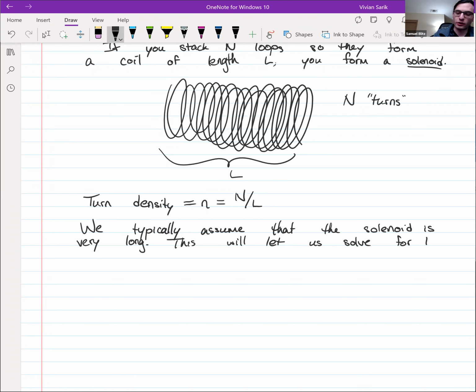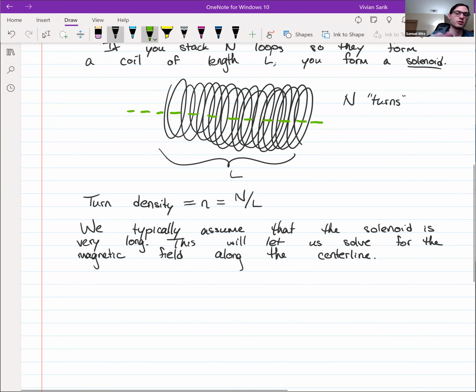For the magnetic field along the center line. So the picture is we want to know what the magnetic field is along this dotted green line. We want to know what direction it's in, what value it has, and so on. And if the solenoid is sufficiently long, we can find it anywhere. In fact, if it's infinitely long, then you can find it everywhere along that center line, and it can be relatively easy.